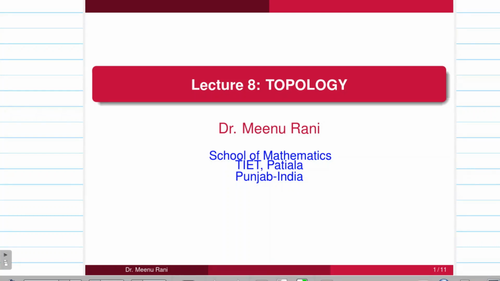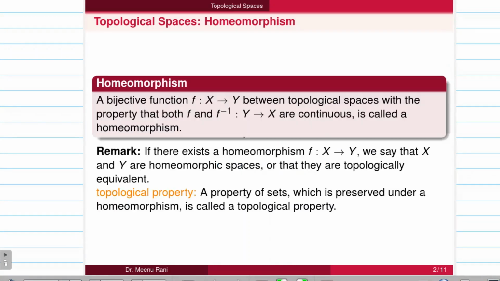Hello students, in this lecture we will discuss the homeomorphism in topological spaces and product topology. First we talk about homeomorphism. A function f from X to Y is a homeomorphism if it is bijective, means one-one and onto, and also satisfies the property that both function f and f inverse are continuous.